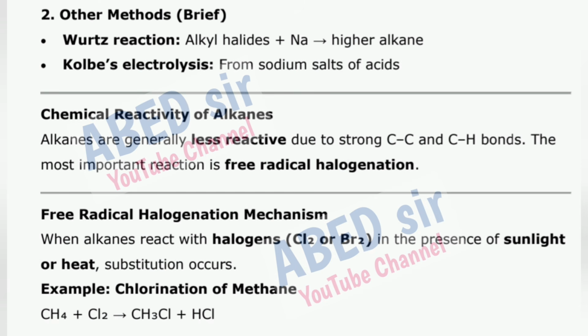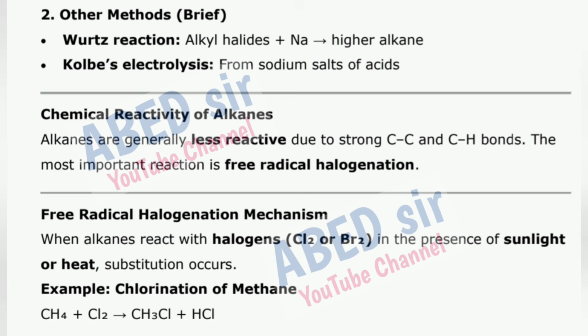Other methods, brief. Wurtz reaction: alkyl halides plus Na gives higher alkane. Kolbe's electrolysis: from sodium salts of acids. Chemical reactivity of alkanes. Alkanes are generally less reactive due to strong C-C and C-H bonds. The most important reaction is free radical halogenation.